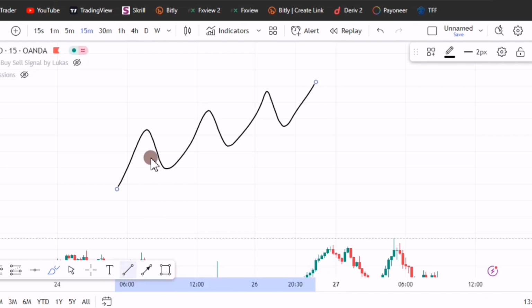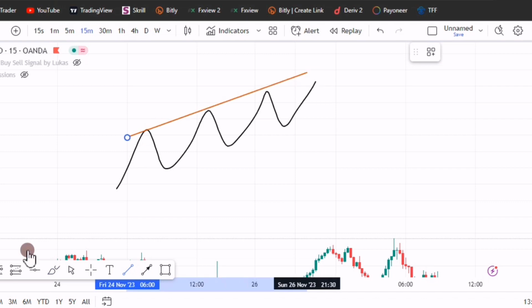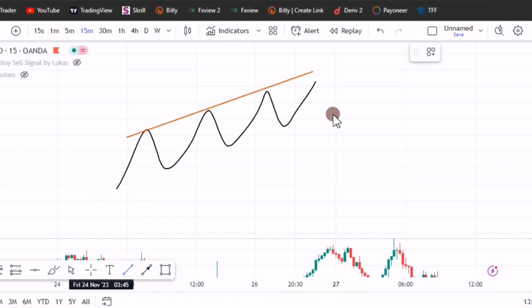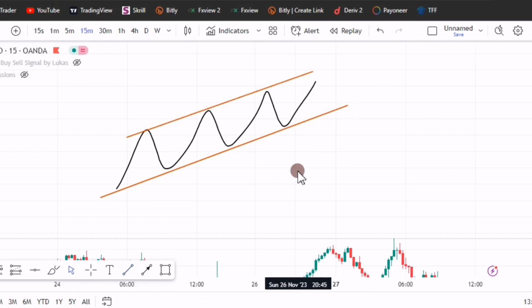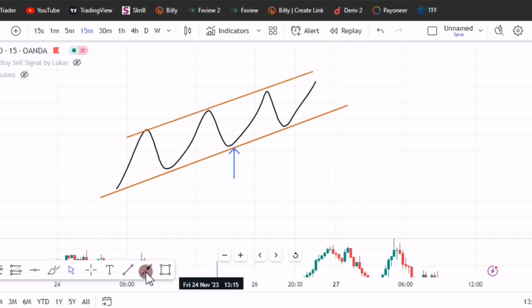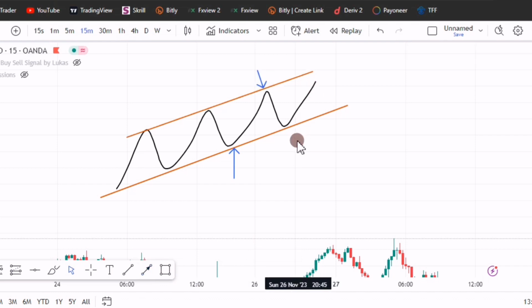Once you've identified that channel with trend lines, it's very easy to place trades, because if price is here, for example, you know that you have to buy. If price is up there, you know that you have to sell. If this is a bigger time frame like the daily or 4-hour, you know that this move is quite a long move on the smaller time frames. So if price is there, you have to sell. It's very easy trading within a channel.